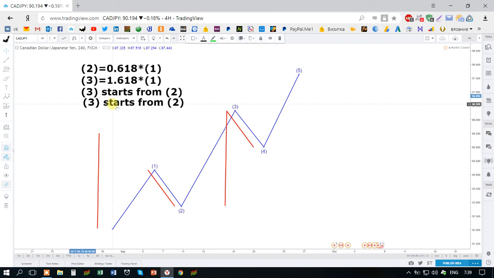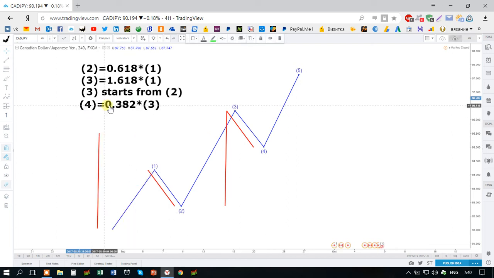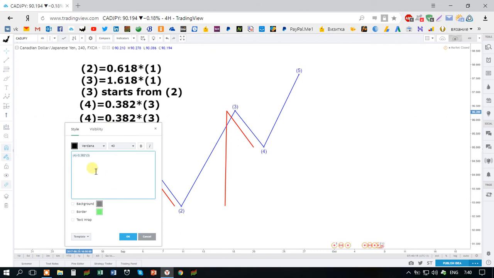Okay, the next thing is the calculations for wave 4. 4 equals what? 4 equals 0.382 multiplied by 3. It equals that retracement. Okay, perfect. 4 equals 0.382 multiplied by 3. And as I just told you, 4 equals 2 as well.